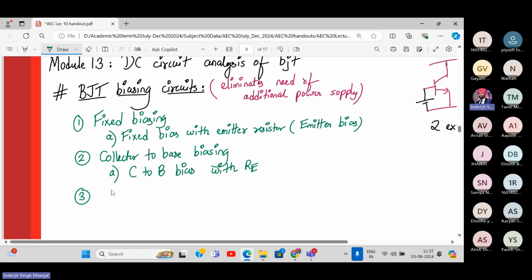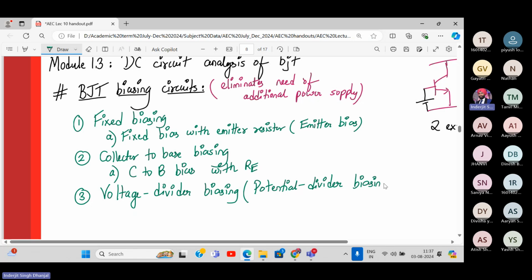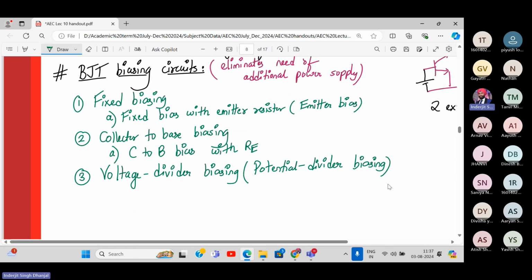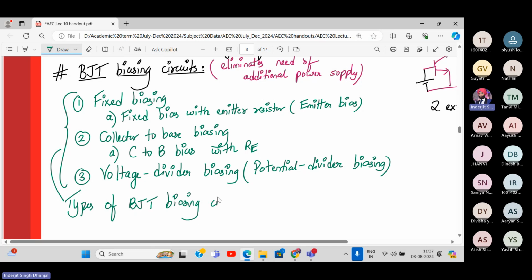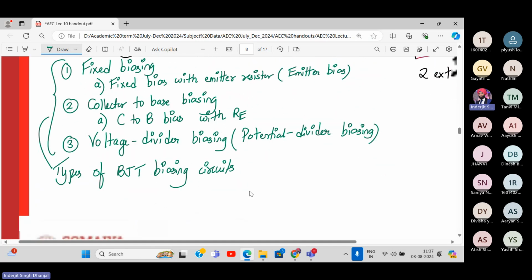Then there is the third, which is the most famous. It is called voltage divider biasing. In some textbooks, they also call it potential divider biasing. All right, so these are the types of BJT biasing circuits.